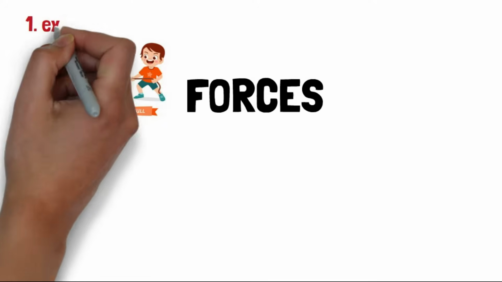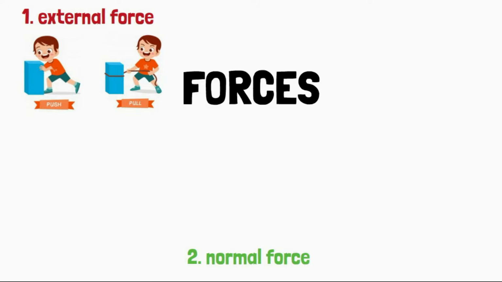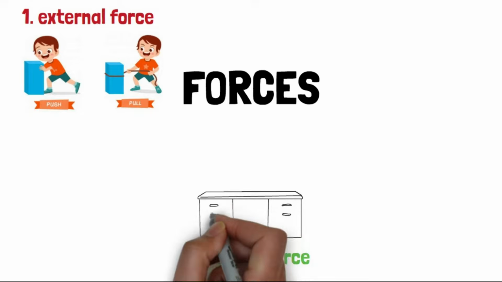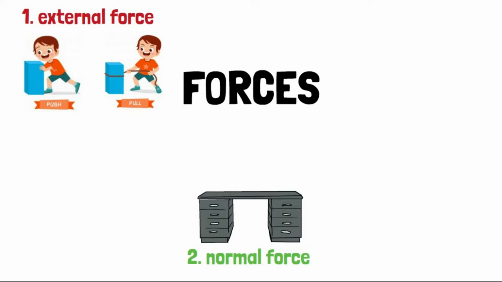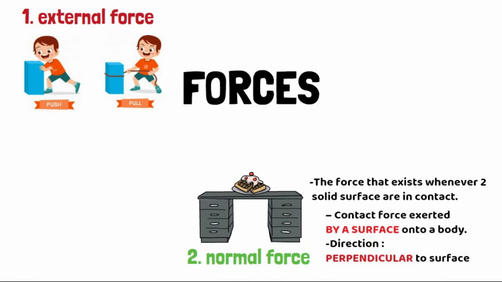The first one, bila kita tolak ataupun tarik kotak tadi, kita telah meletakkan satu external force on that object. Yang kedua adalah normal force. Bila masa normal force akan wujud? Normal force will exist when there is a contact surface between two objects and the surface. Okay? Dan normal force juga dikenali sebagai contact force exerted by a surface onto a body. Dan direction of the normal force mesti perpendicular to the surface.